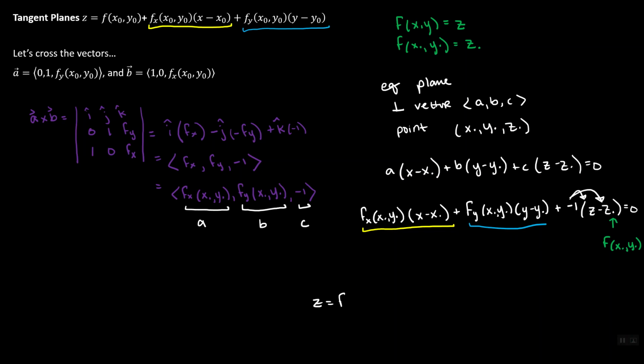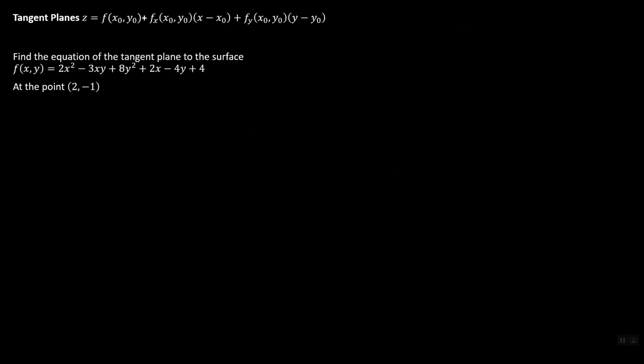Z equals f at x0, y0 plus f partial with respect to x evaluated at that same point multiplied by the change in x, plus our y partial evaluated at our point multiplied by the change in y. Cool, so hopefully we're convinced that this equation does truly give us the tangent plane to a surface f at a point x0, y0. Let's go ahead and practice using this.